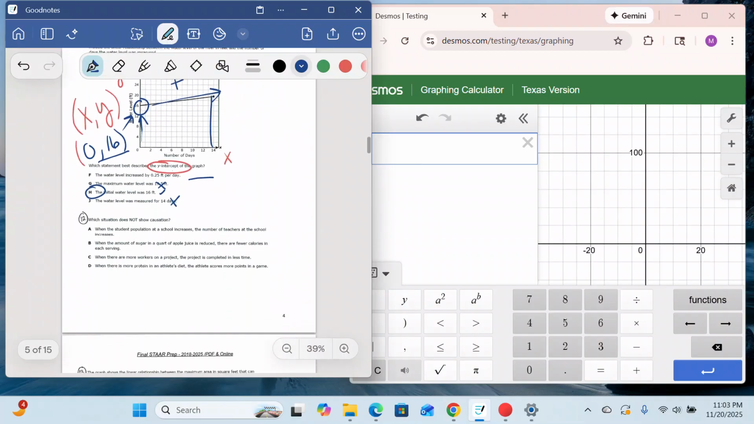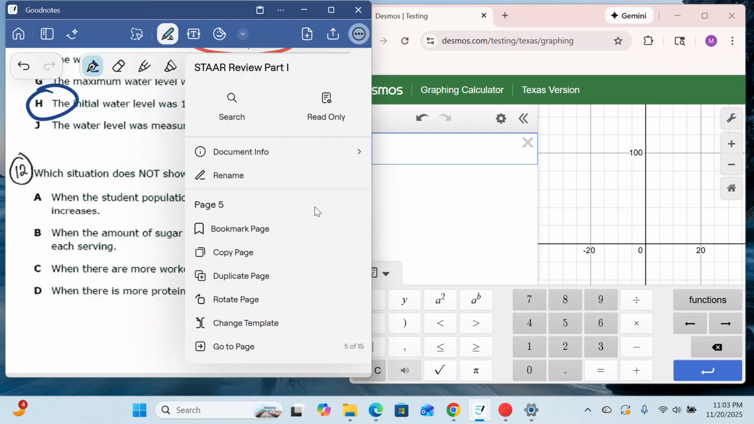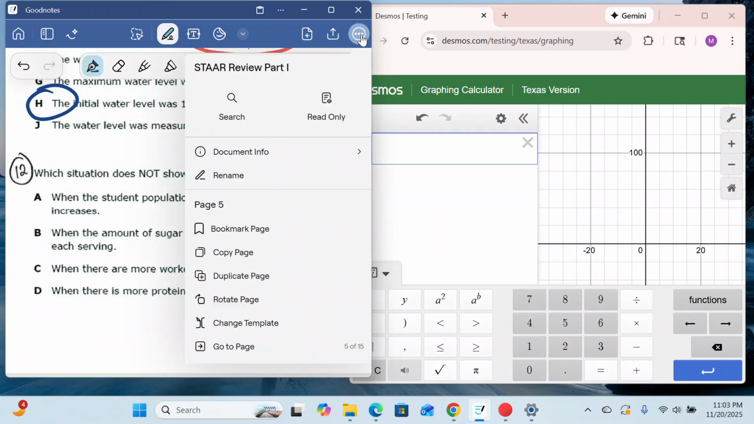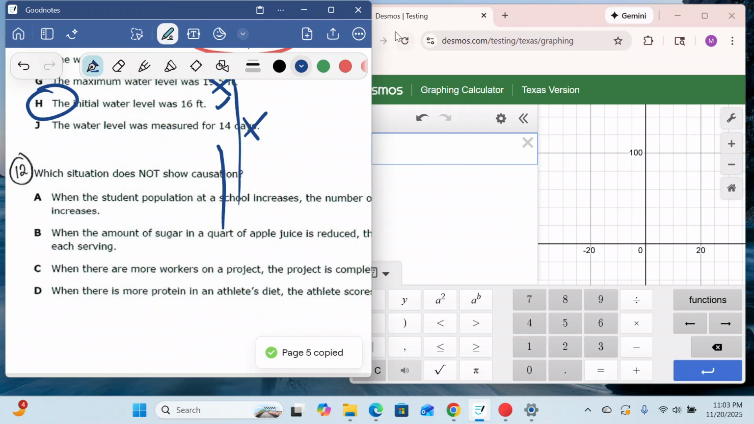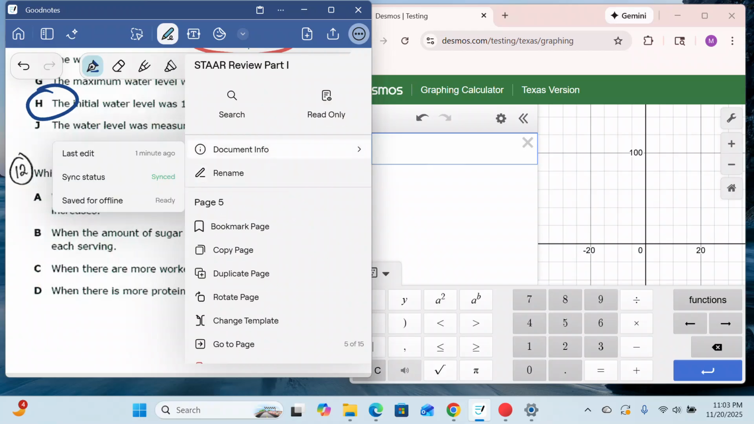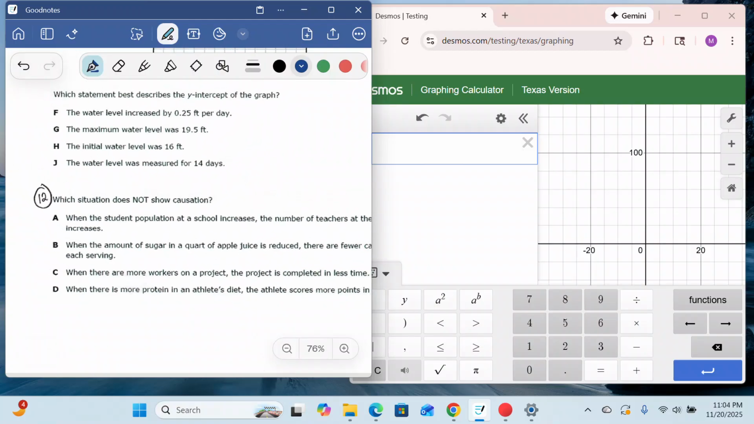Okay, we're going to go on to our next one. This one's an interesting one because which situation best describes something that is not causation? So remember what we did in class, what is causation? Well, it's cause and effect. You do something, something happens. It's not an opinion, it's cause and effect. So let me go ahead and delete this page so that it can be cleaner. Okay, so which one of the following is not a causation? So it's not a cause and effect.